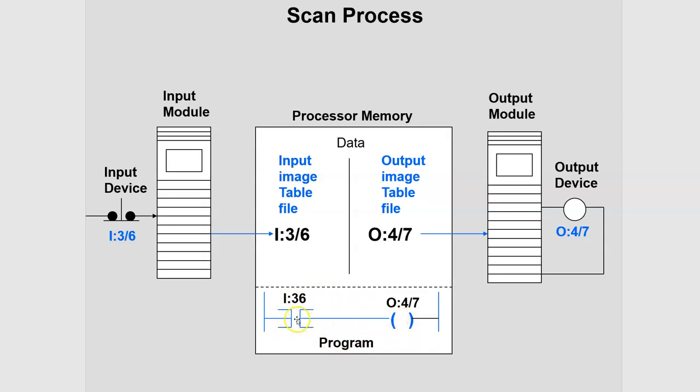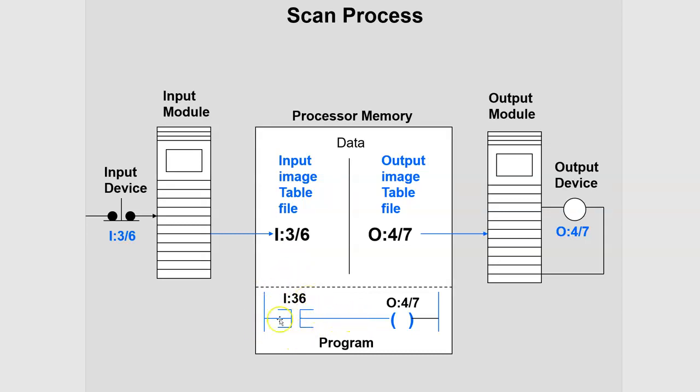So here what we've done is we map the examine if closed instruction to this particular bit position using this address. So now it knows to look at that bit position in memory in the input image table. If it sees a 1 there, it's going to perform a certain way. If it sees a 0, it's going to perform another way. If it sees a 1, it's going to go true. If it sees a 0, it's going to go false.